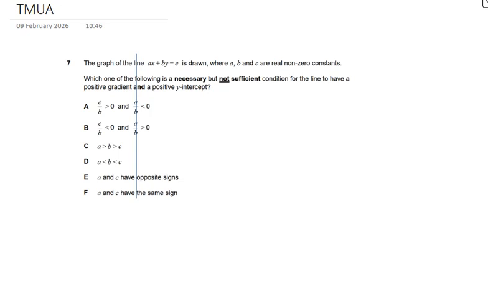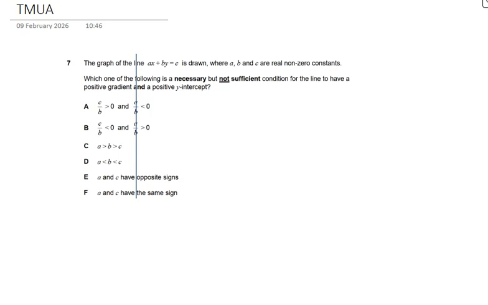Alright students, today we are going to solve a very important necessary but not sufficient condition problem from coordinate geometry. So let's read the question very carefully. We are given the equation of a line ax + by - c = 0, where a, b, c are real non-zero constants.